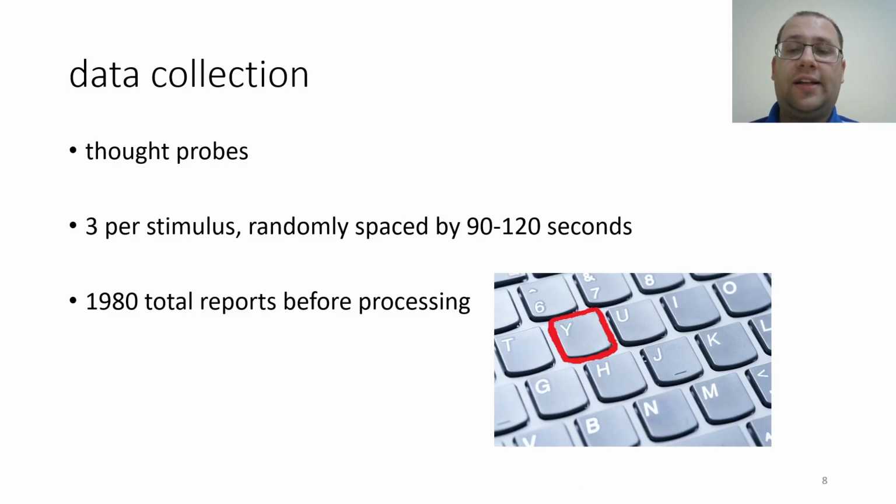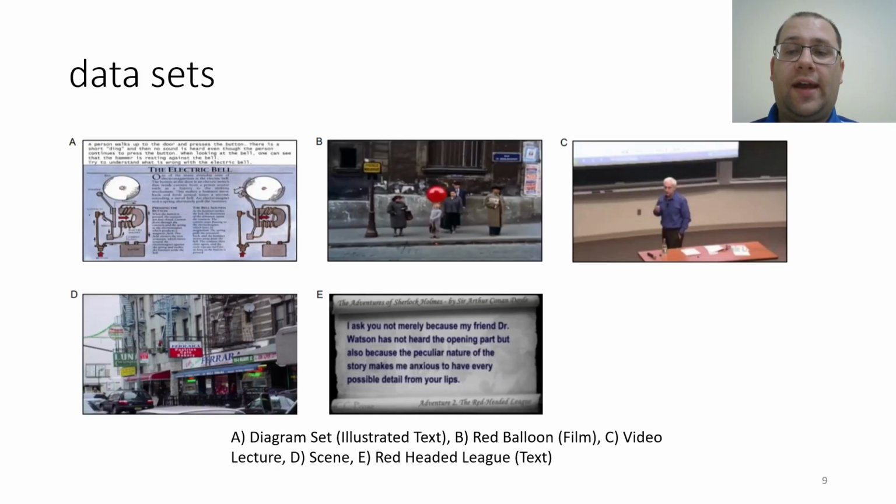Mind wandering reports were collected using thought probes. When a probe occurred, participants were asked to press a key if they were mind wandering. There were 3 probes per stimulus spaced randomly between 90 to 120 seconds apart, resulting in 1,980 total reports. 2 of the stimuli were control and were not analyzed here.